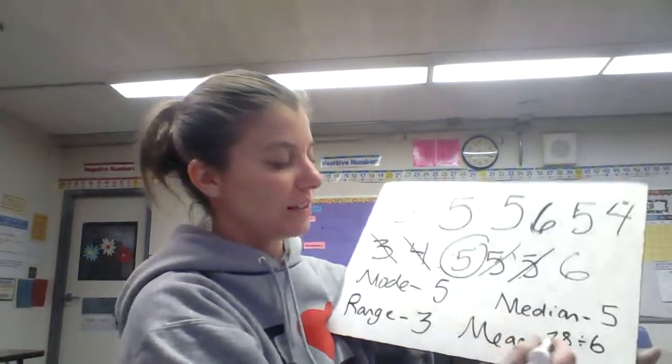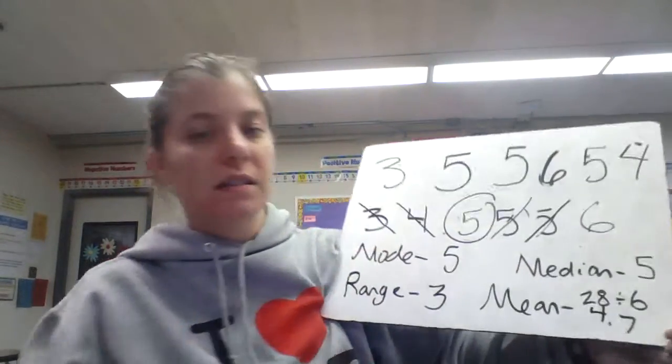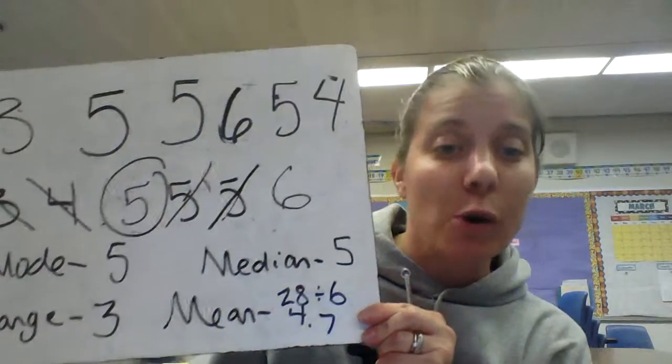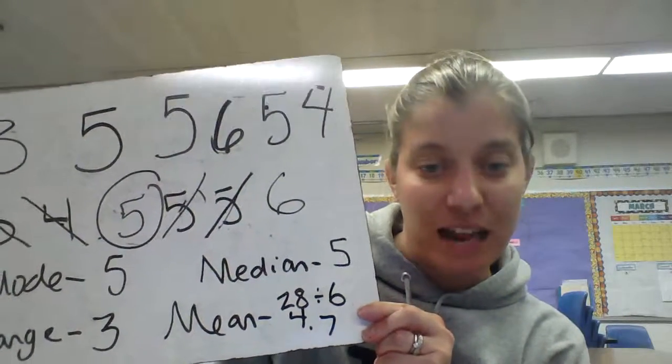28 divided by 6 says 4.666666. We're going to round to the nearest tenth. So that second 6 makes the first 6 go up to a 7. So we're going to say the mean is 4.7. On average, in my household, there are 4.7 letters in people's names.